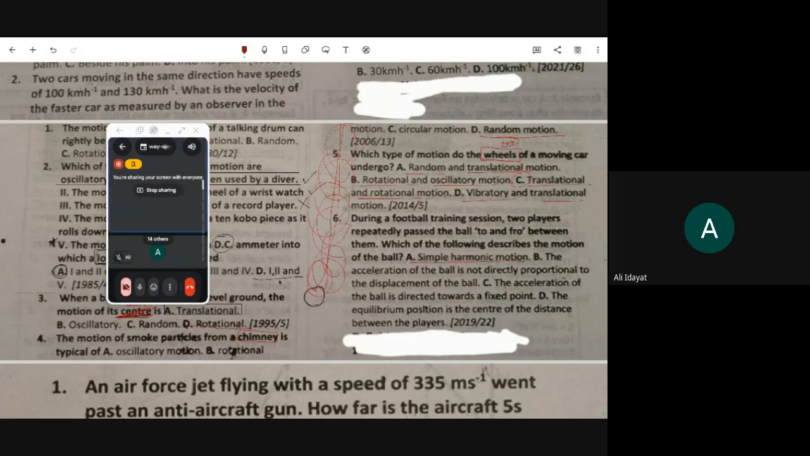So what's our answer? During a football training session, two players repeatedly pass the ball to and fro between them. Which of the following describes the motion of the ball?